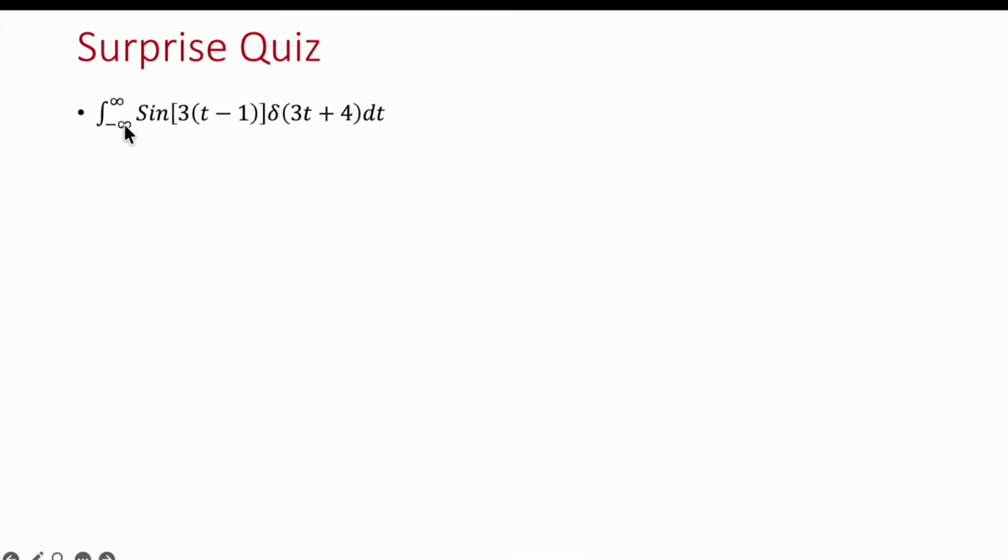And it is asked that you need to calculate the integral of sine of 3t minus t with respect to the impulse function at 3t plus 4, where the limit is from minus infinity to infinity. So it is an assignment for you. You need to calculate this question and let me know what the answer is, and then we will see whether the answer is right or wrong.